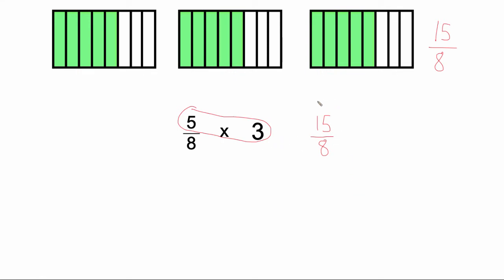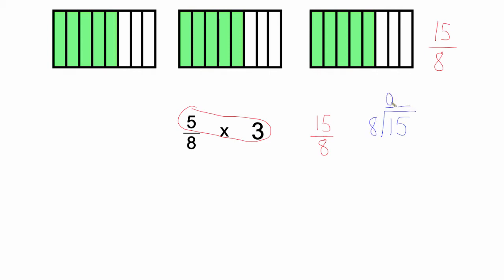Now what we have to do is convert this improper fraction into a mixed number. Now I do have a video of changing improper fractions into mixed numbers. I'll go ahead and link that also on the website, but let's go ahead and do this one. So what we're going to do is put the top number on the inside, bottom number on the outside. And we're going to divide. We're going to put our parking spaces. 8 cannot go into 1, so we'll put a 0. 8 can go into 15 one time. 8 times 1 is 8. And 15 minus 8 is 7.